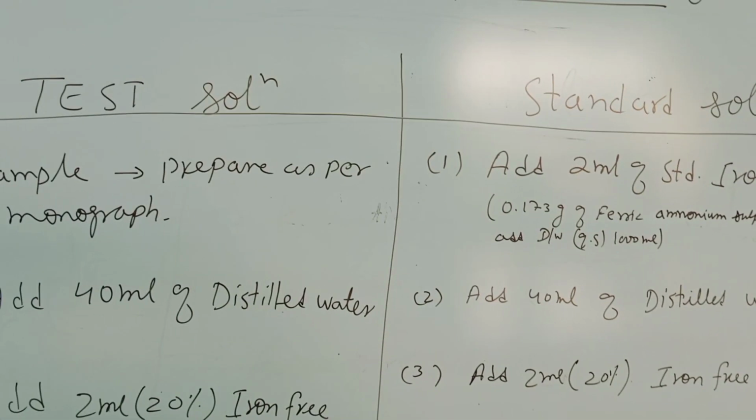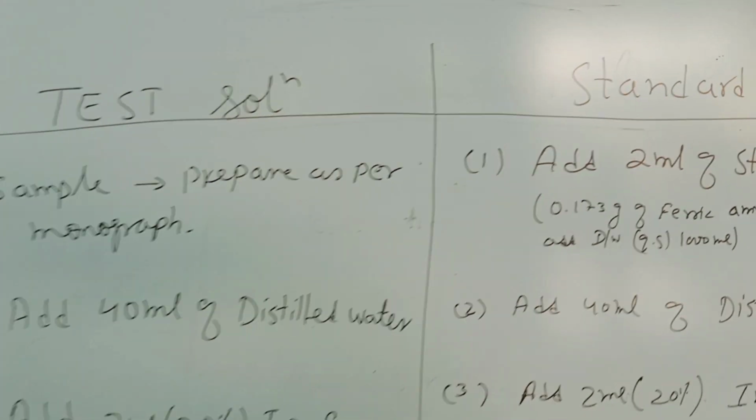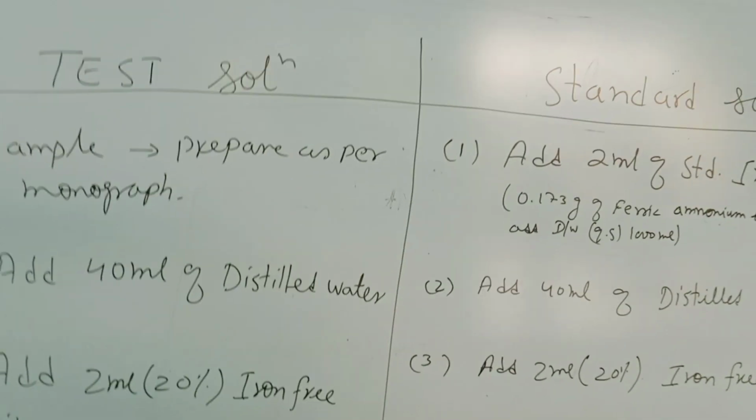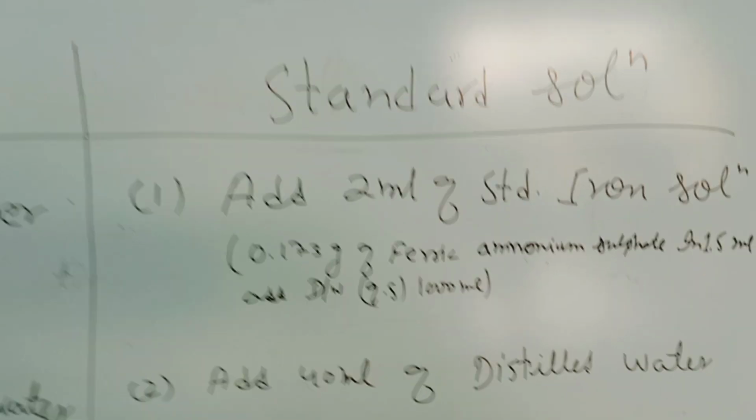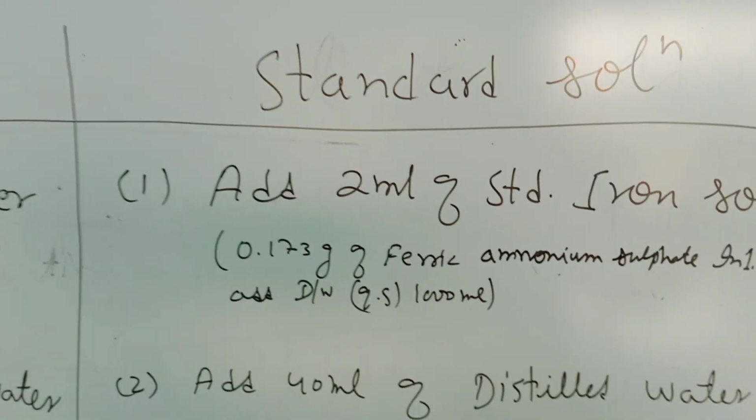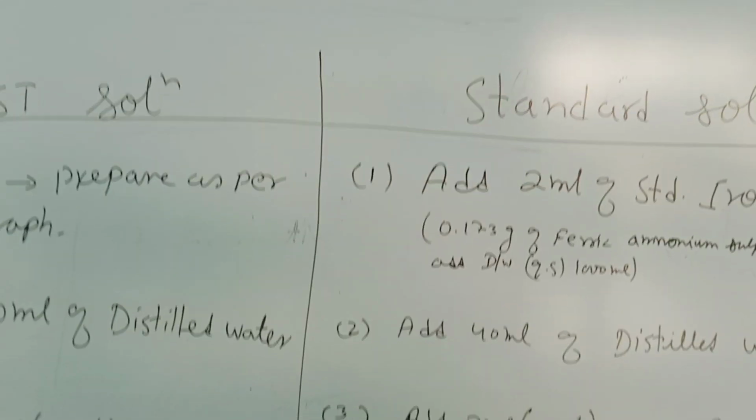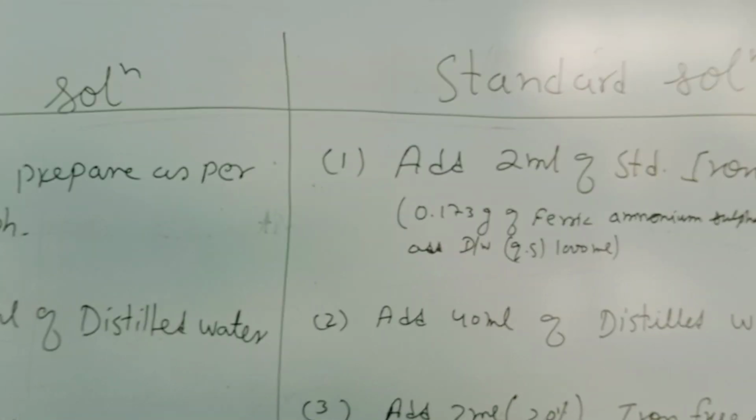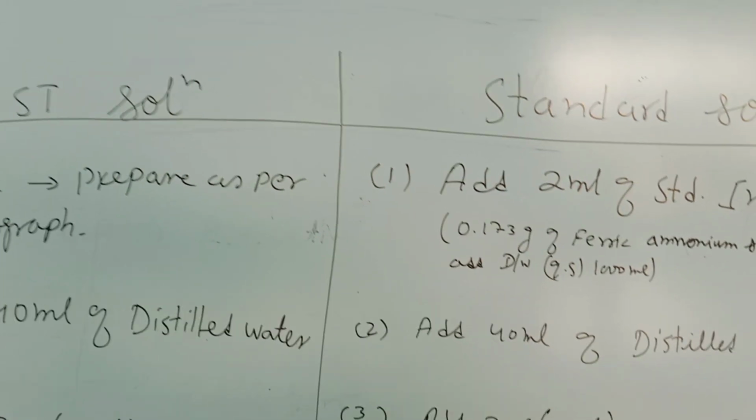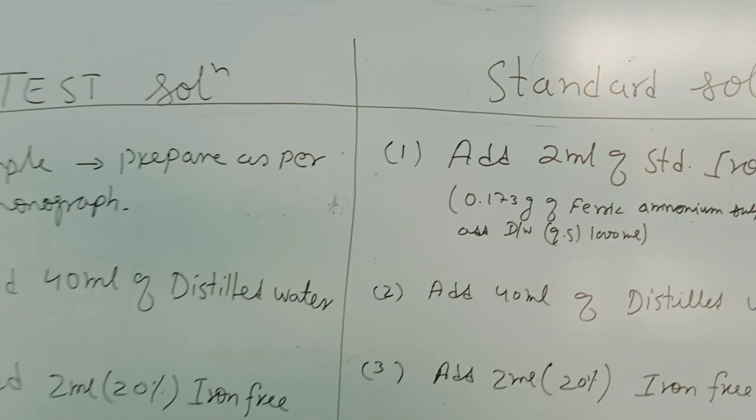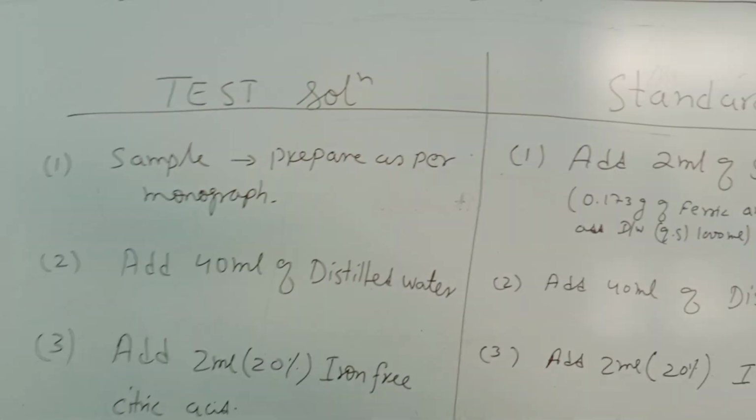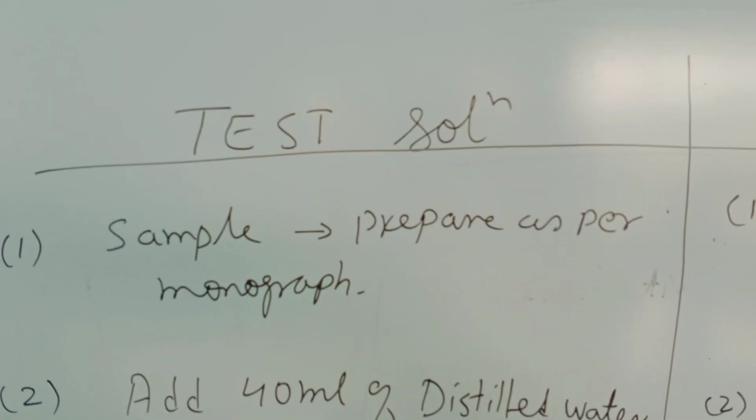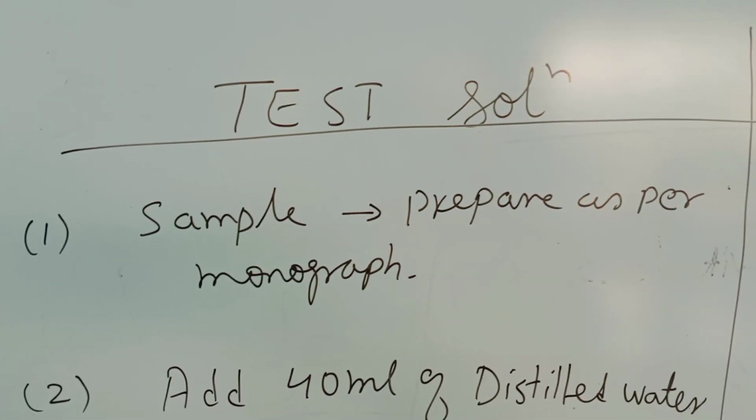This can be determined by comparing the color, that is the pink color produced by the test solution with that of standard solution, because the color produced by the standard solution is in a direct correlation with the quantity of iron so present. So let us look into how we prepare the test solution in order to perform the limit test of iron.